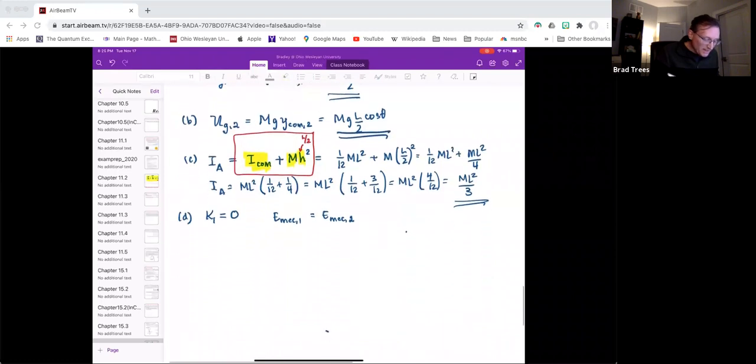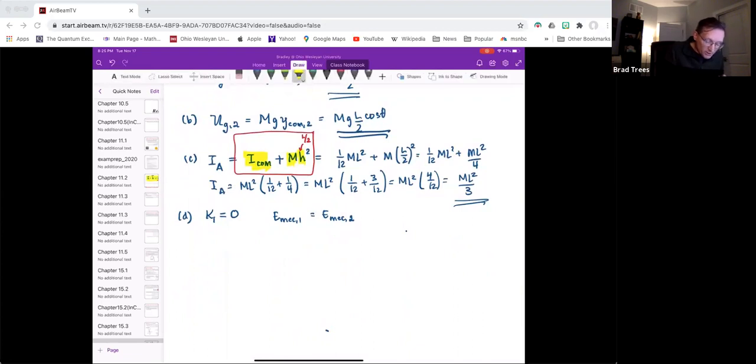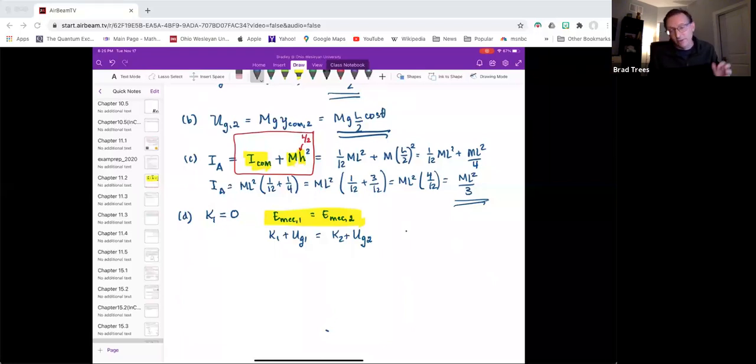Okay, so now we're proceeding on to part D. I was saying that if you're going to do conservation of mechanical energy, that's what I want to see you start with. The next step is to write K1 plus U grav 1 equals K2 plus U grav 2. And if we had a spring as well, thank goodness we don't, we'd have to have a US1 and a US2 added in there as well.